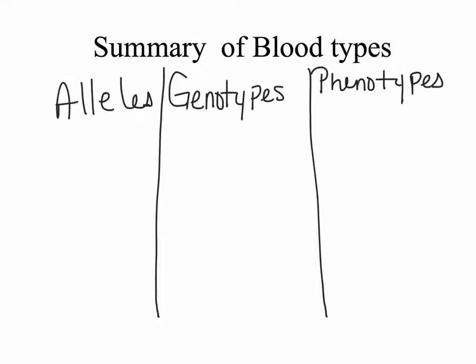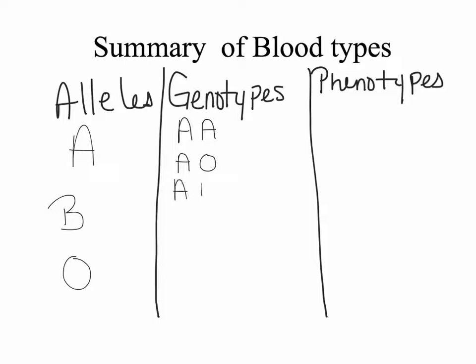Let's look at a summary of the blood types in humans. Remember, there are three possible alleles, A, B, and O. There are actually 6 possible combinations for genotypes. Remember, a genotype will only have 2 letters. An individual can be homozygous for A, having 2 A alleles. They can be heterozygous for A, having 1 A and 1 O.